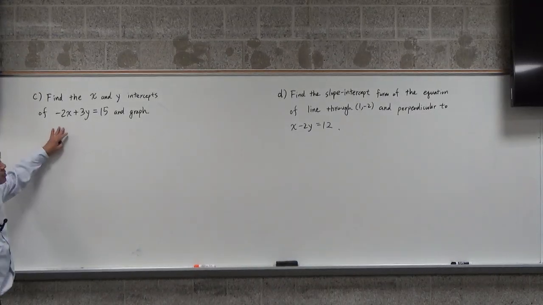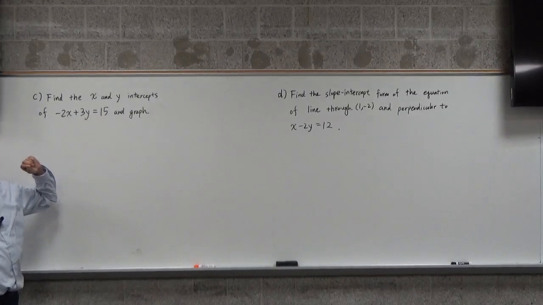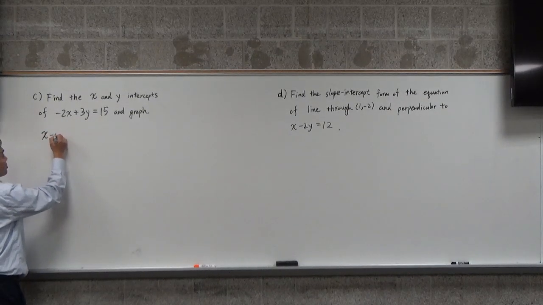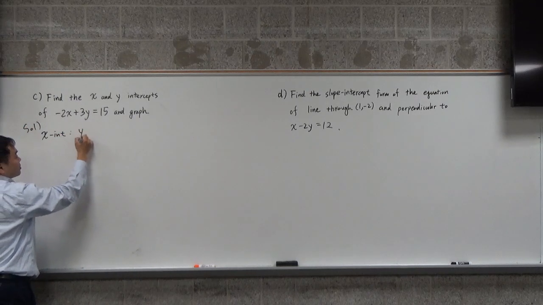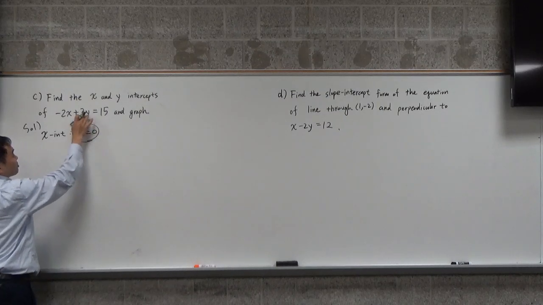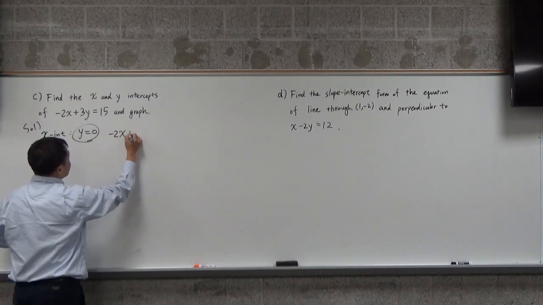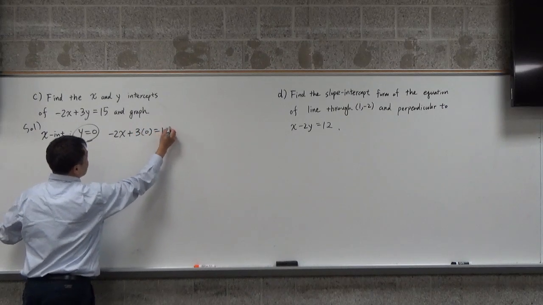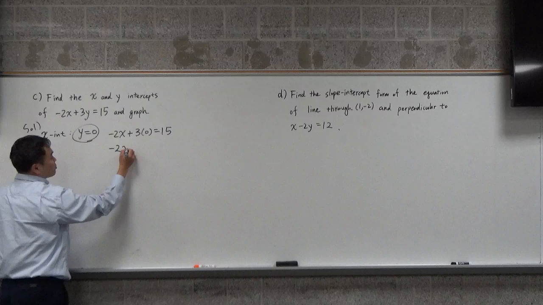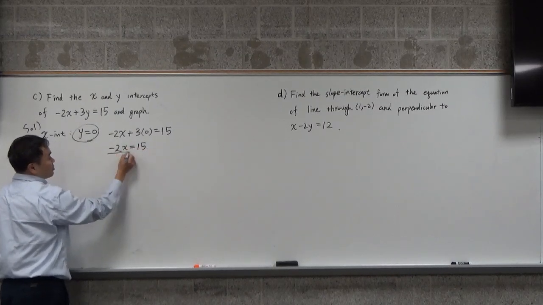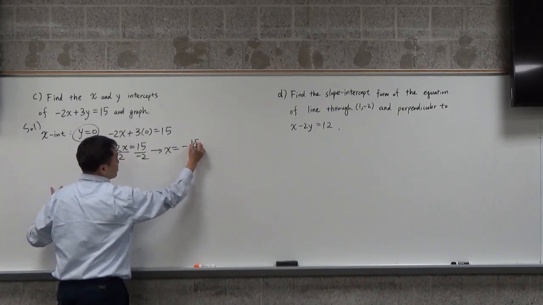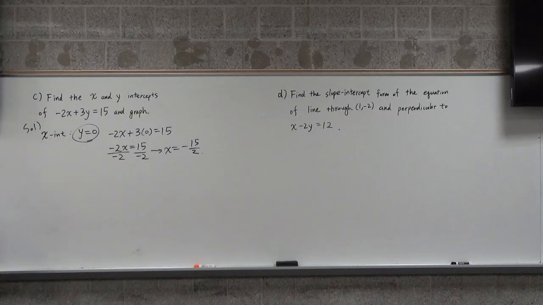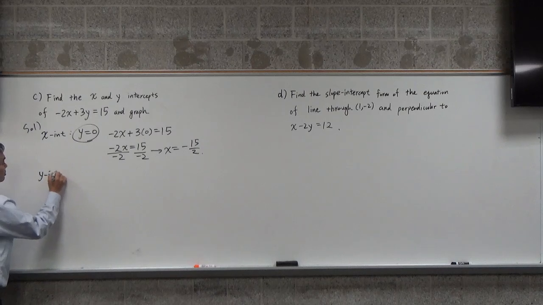Okay, how do you find x and y intercepts? To get the x-intercept, what do you do? You set y as 0. So if you put y as 0, you get -2x plus 3 times 0 equals 15, which means -2x is equal to 15. And now you divide both sides by -2, which gives you x as -15/2, or -7.5.